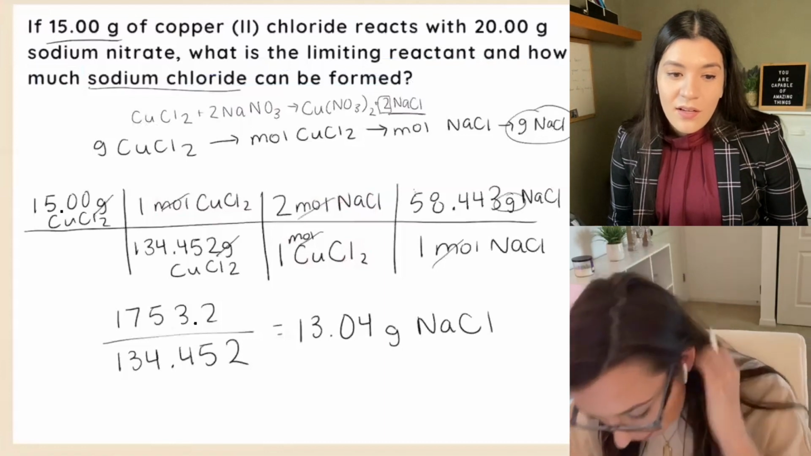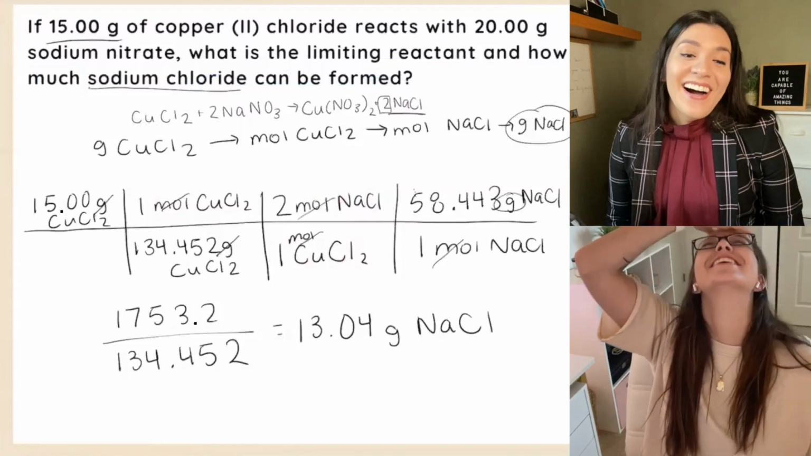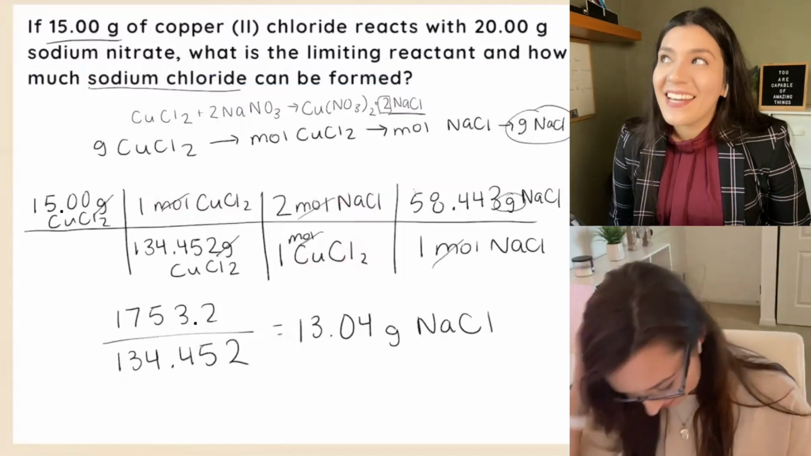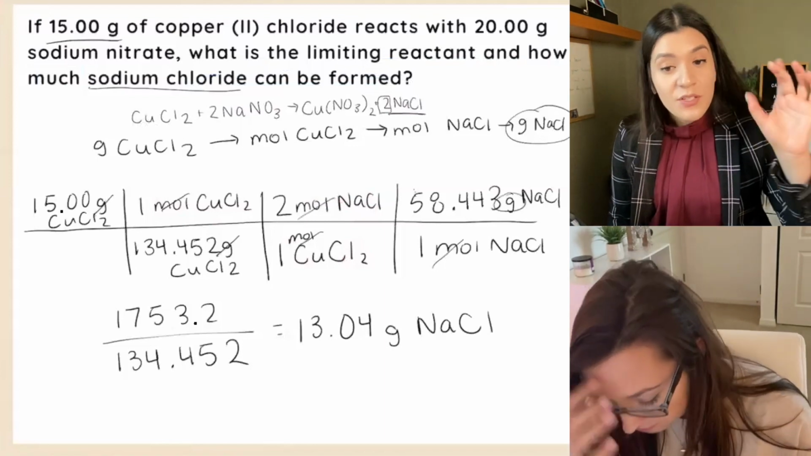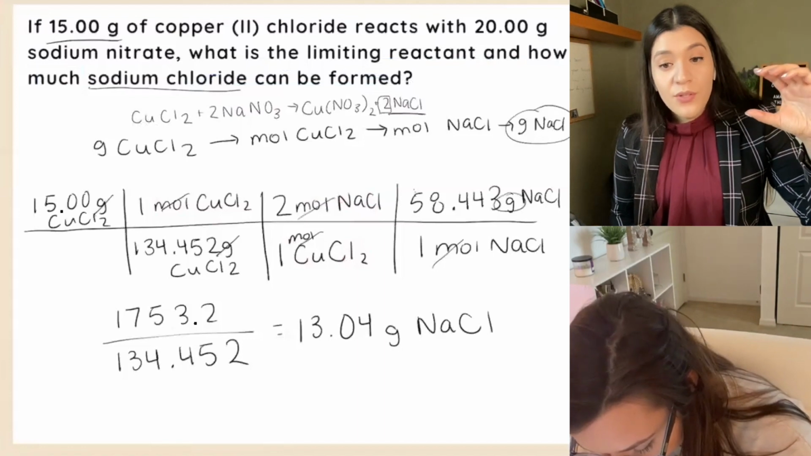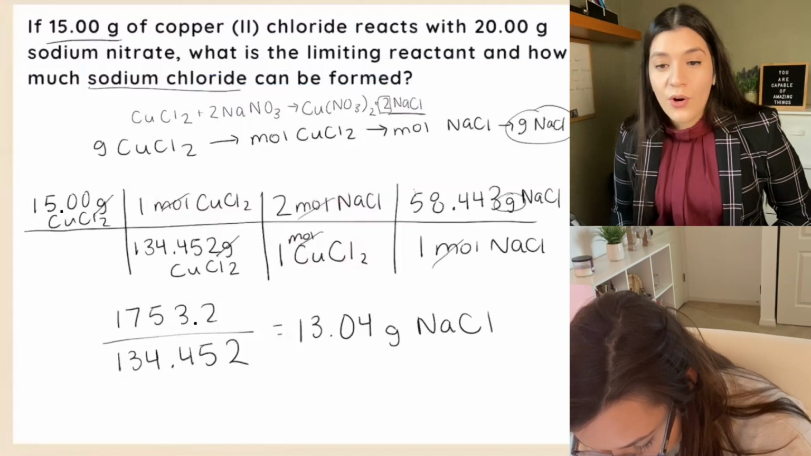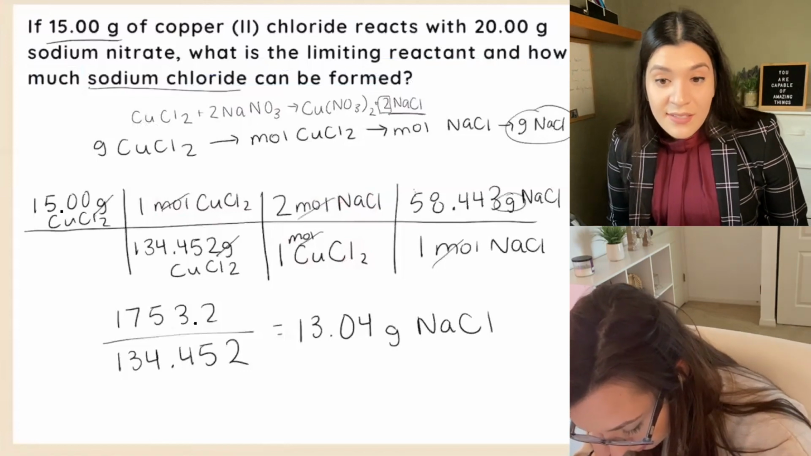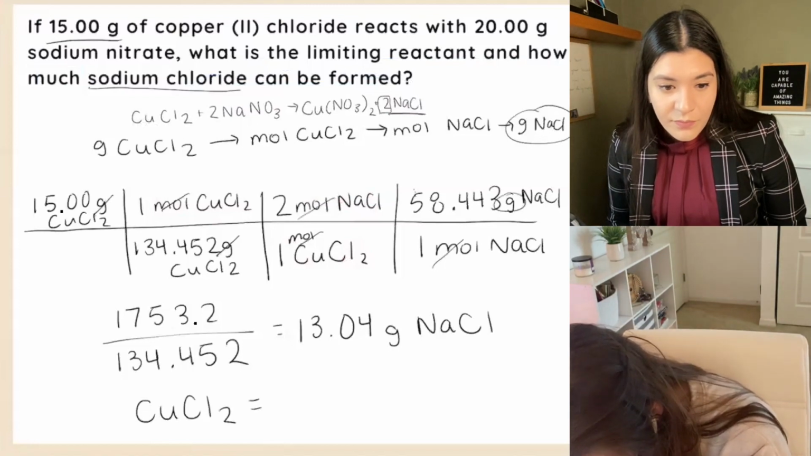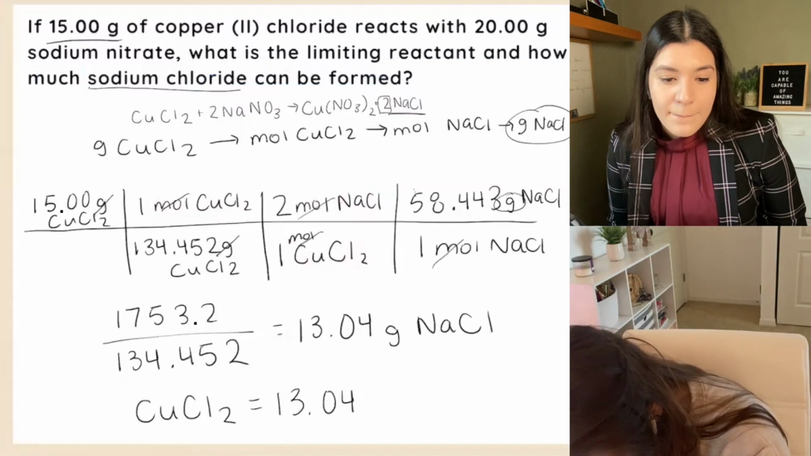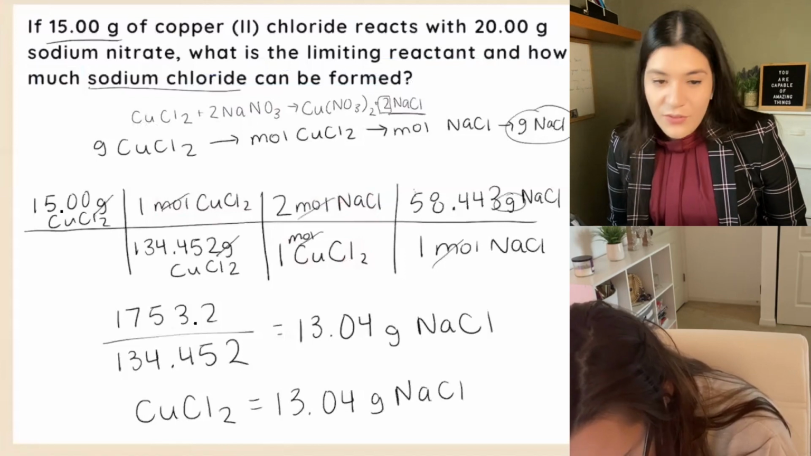Perfect. Now we have to do it for the other one. We have to do this again for the second reactant. What I like to do is, we could erase, but I like to just put the copper 2 chloride and then equals or produces 13.04 grams of NaCl, just to keep it simplified so you know to look at this at the end. Okay, I see what you're saying. And then we'll do this all over.